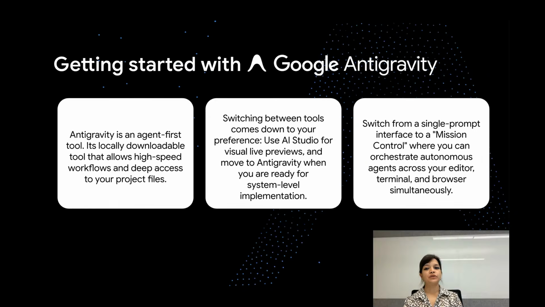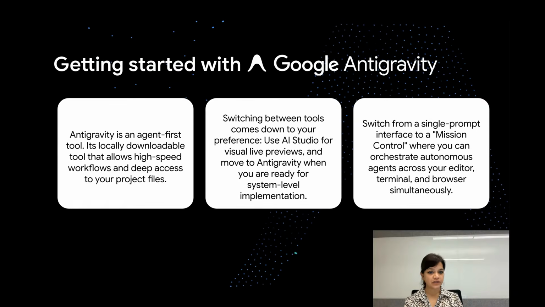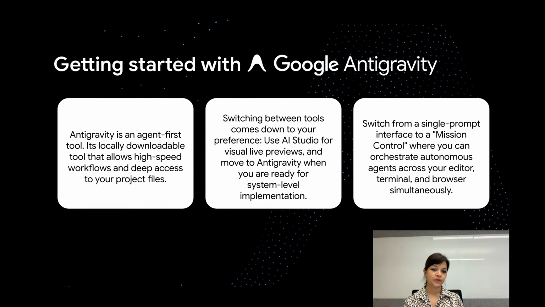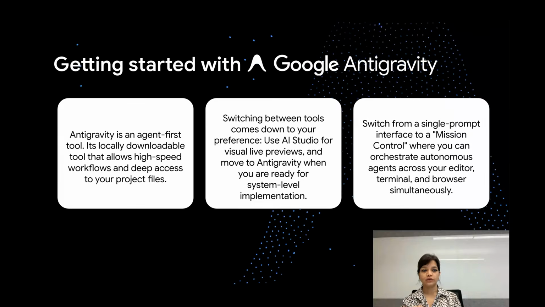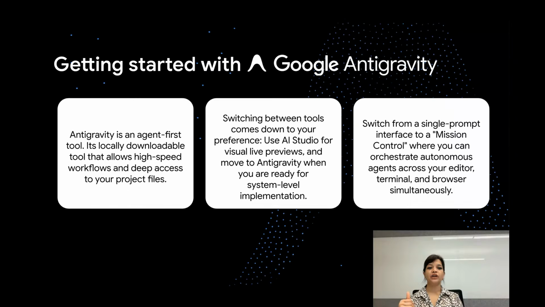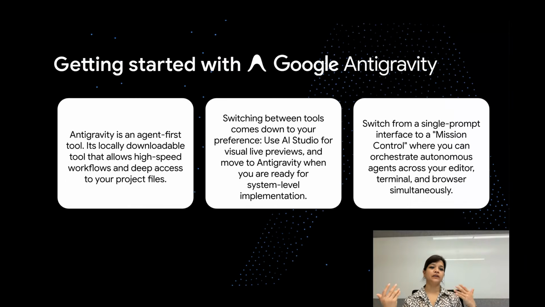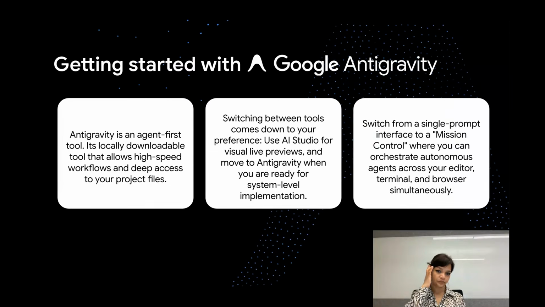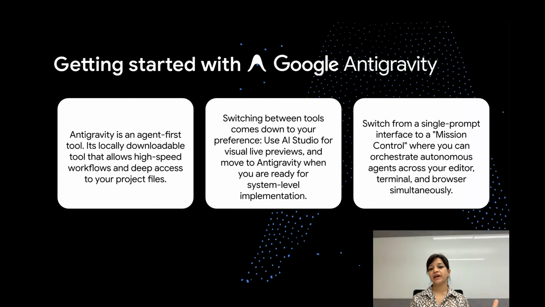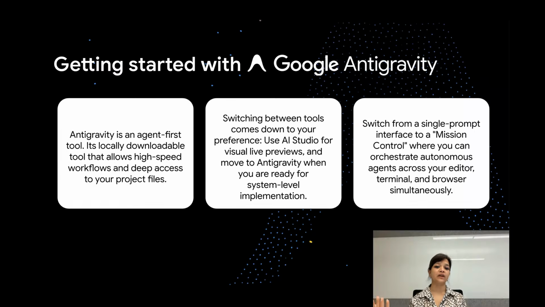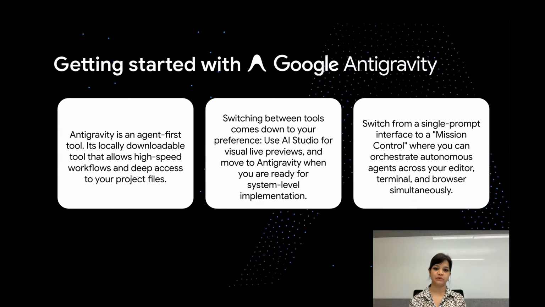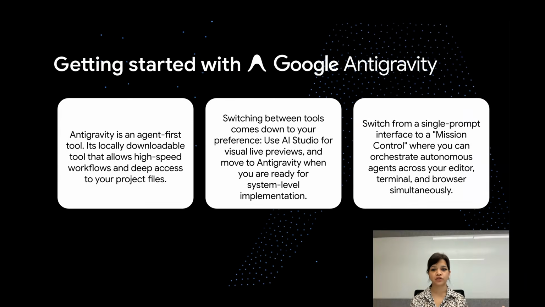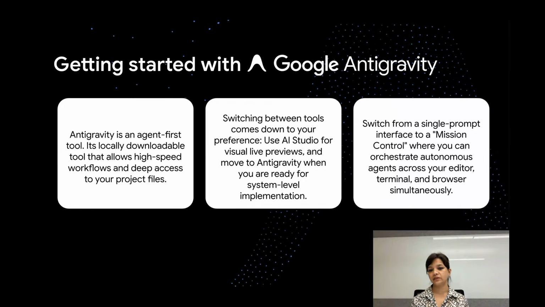So, getting started with Google's Antigravity. Antigravity is an agent-first tool. First of all, it's locally downloadable, right? You can download the IDE, you can download the agent manager, and it allows high-speed workflows and deep access to your project files. So you can use AI Studio for live previews and move to Antigravity when you're ready for system level implementation, or you can directly start with Antigravity too, depending on what your comfort level is.